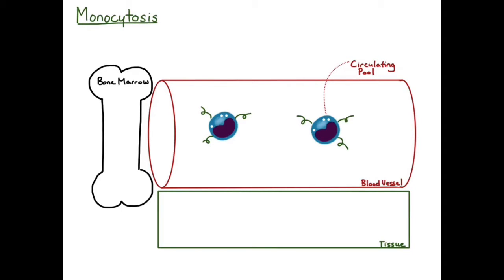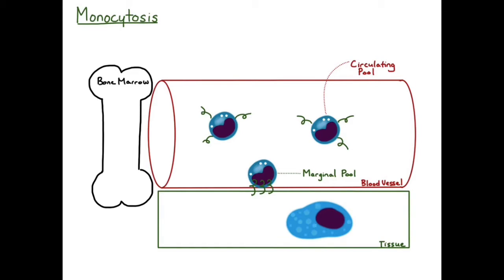Now, these monocytes also have cell adhesion molecules where they can adhere to the endothelial cells and enter the marginal pool of monocytes. The marginal pool monocytes can re-enter the circulating pool, or they can migrate into the tissues where the monocytes transform into tissue macrophages.